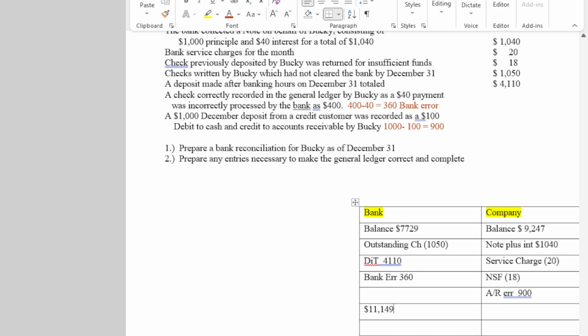Now, whatever we have on one side when we first do it, we want that to be what we have on the other side. So check the amounts over on the other side. 9,247.40.